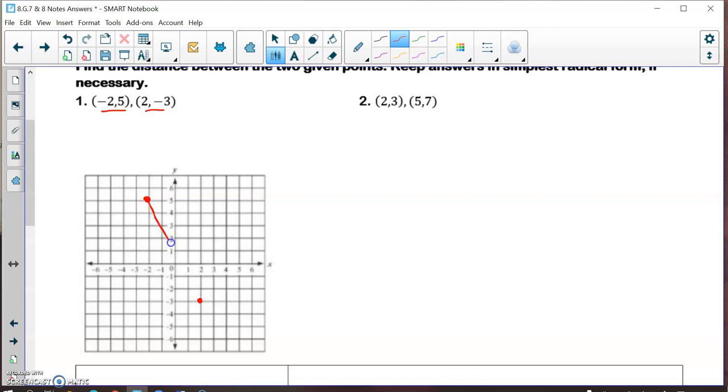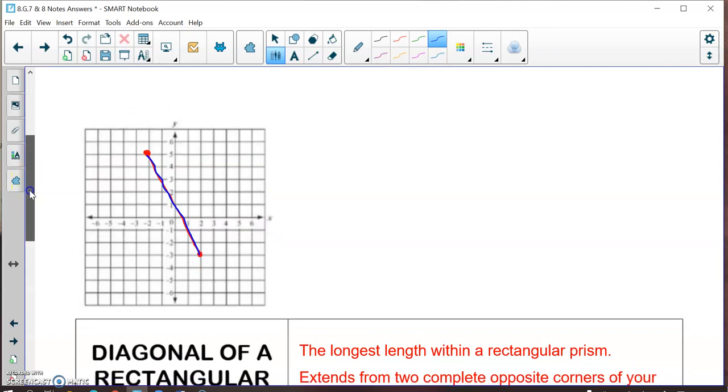Connecting those 2 points together, we're really trying to find this length, which we cannot count and say, okay, it's about 1, 2, 3, 4, 5, 6, 7, 8. You can't do that. When you are finding the length of a diagonal on the graph, you cannot use a counting method to help you figure out the length.